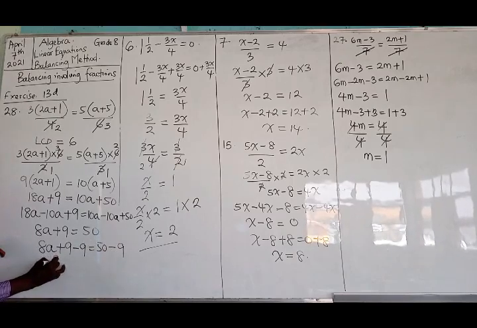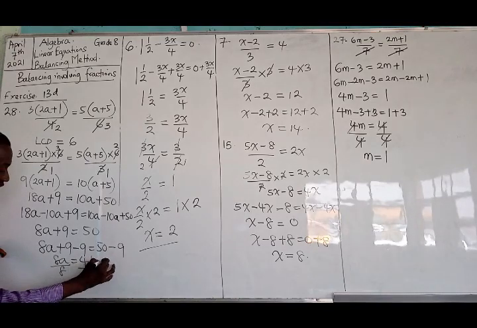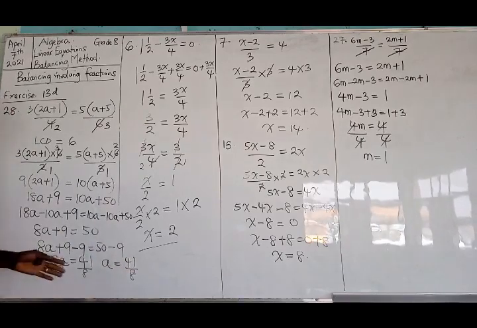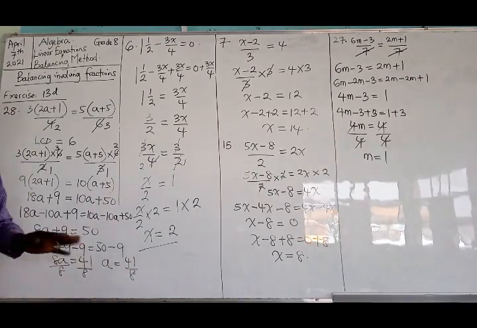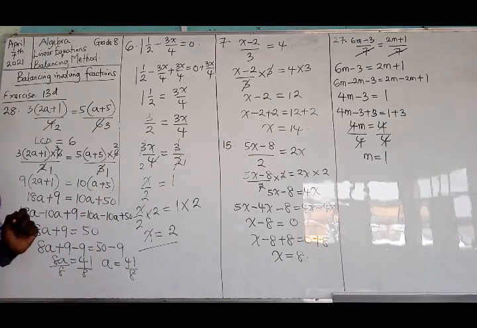So which means that what? 8a will now be equal to what? 41. I divide both sides with 8 and I'll have that a is equal to 41 over 8. You don't need to bother converting to mixed numbers. It's not necessary. You just keep it this way and that will suffice as your answer.